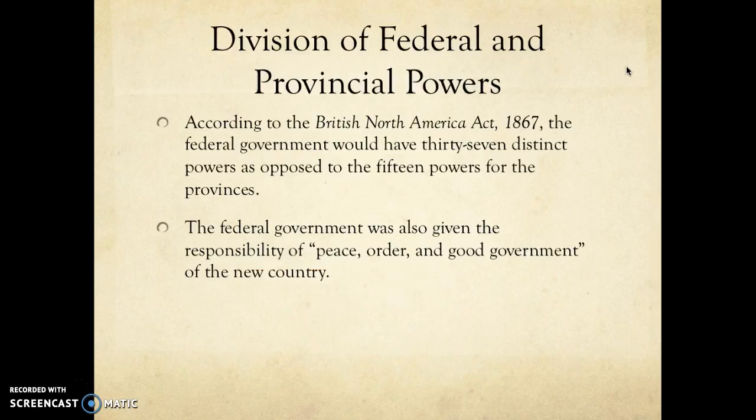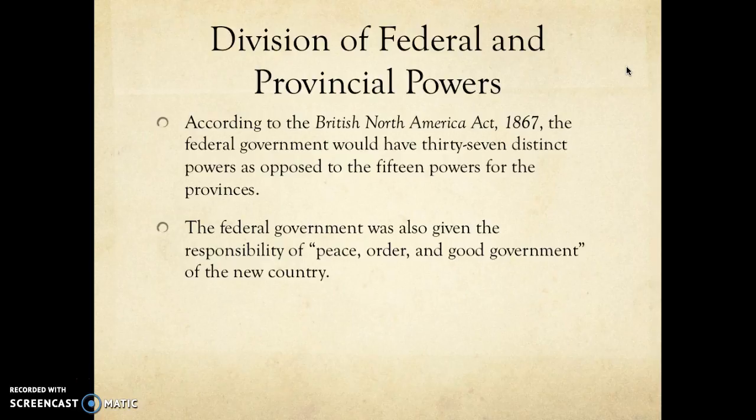Division of federal and provincial powers. According to the British North America Act of 1867, the federal government would have 37 distinct powers as opposed to the 15 powers for the provinces. The federal government was also given the responsibility of peace, order, and good government of the new country. Only the central government would have a broad range of taxation powers.